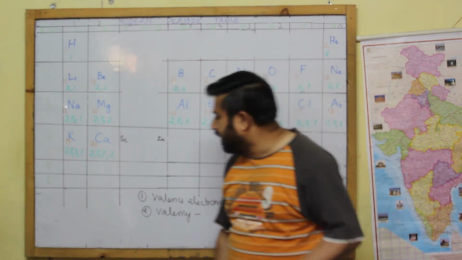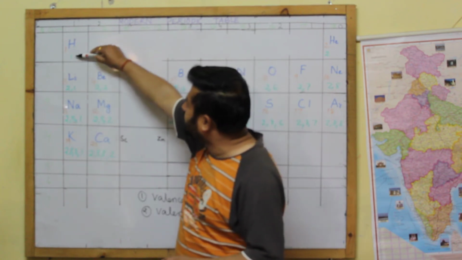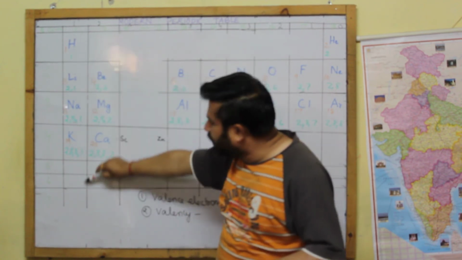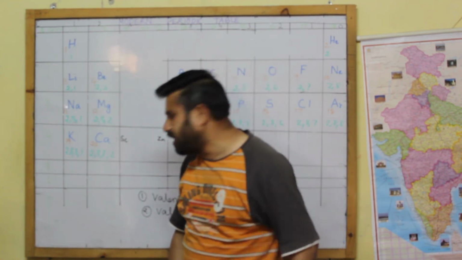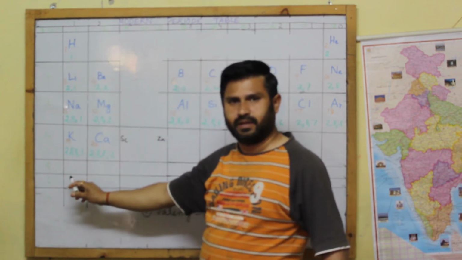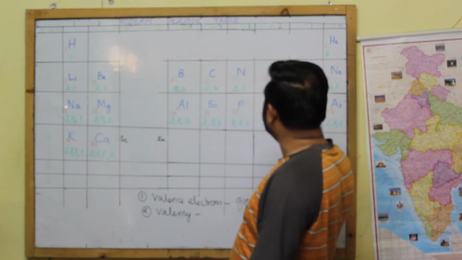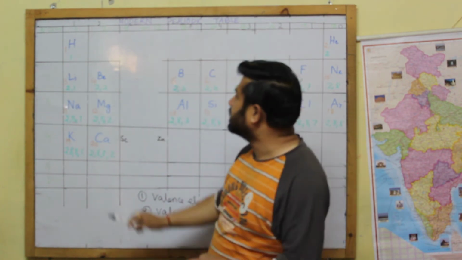So if you look at the valency, what happens to the valency as we move down a group? Group 1's valency is 1. So it is 1 all throughout. So valency doesn't change as we move down a group. But what happens to the valency as we move across a period? Does it change? Yes, it changes.